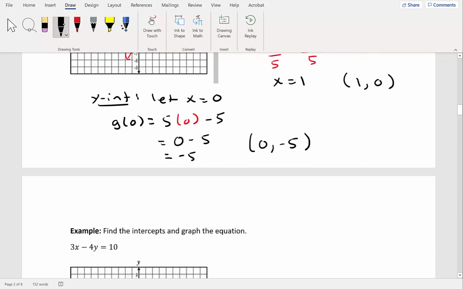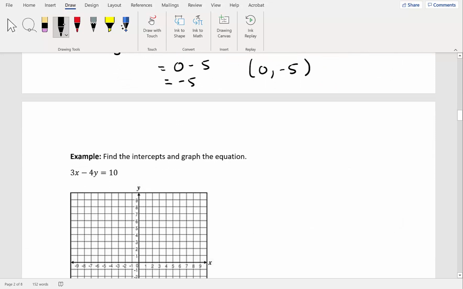Let's take a look at one last example like this. So we have 3x minus 4y is equal to 10. We want to find the intercepts and then graph the equation. So let's again start off with the x-intercept.